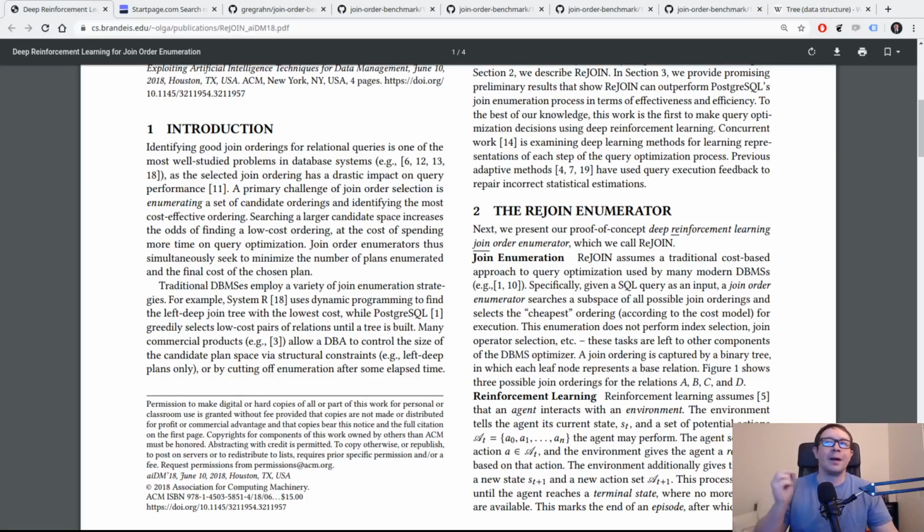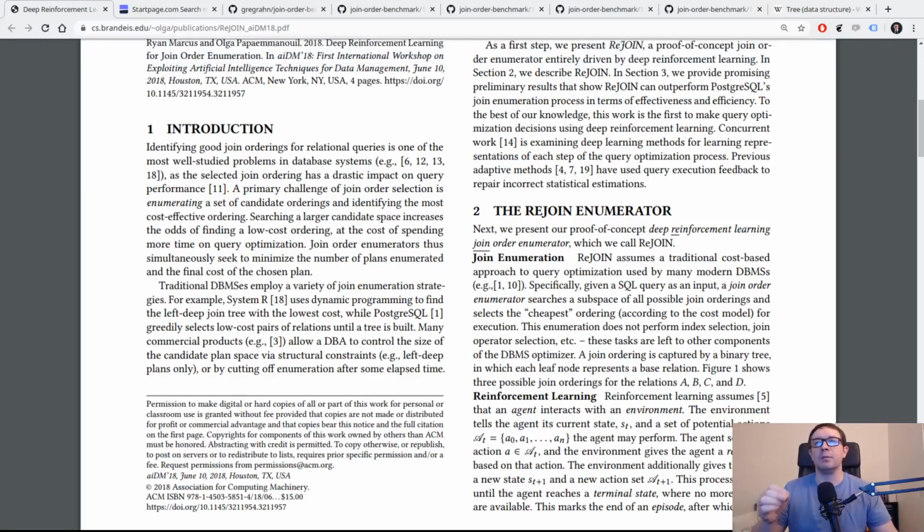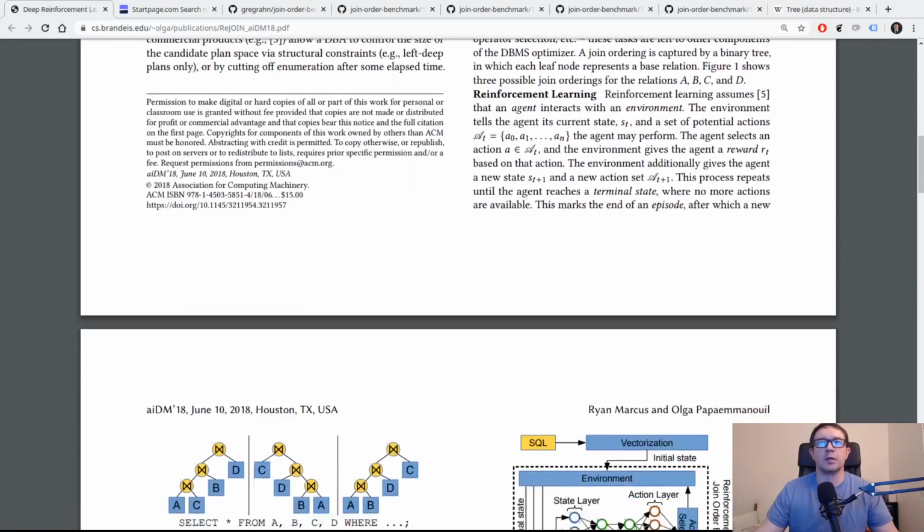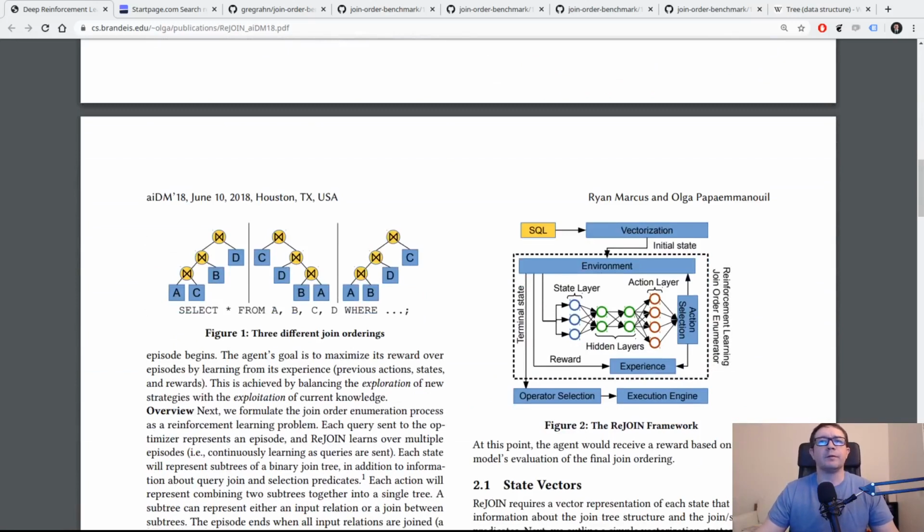A join ordering is captured by a binary tree in which each leaf node represents a base relation. Figure 1 shows 3 possible join orderings for relations A, B, C, and D. So let's take a look at this figure. So you have 3 different join orderings. So you have this symbol, this kind of sideways hourglass symbol, I believe means the join of the 2 different sets. So join of A and C, and taking the join of that with B, and the join of that whole schmear with D. And there are different ways you can do this operation, meaning that you can perform the joins in different orderings. And there are 3 different examples here. And those different orderings are going to have a drastic impact on the query performance.